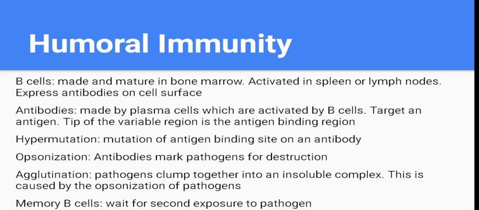And then you have memory B cells. These wait for the second exposure to the pathogen, so it kind of gets into immunizations where you're given a shot, introduce your body to the antigen, and then they make memory B and T cells.